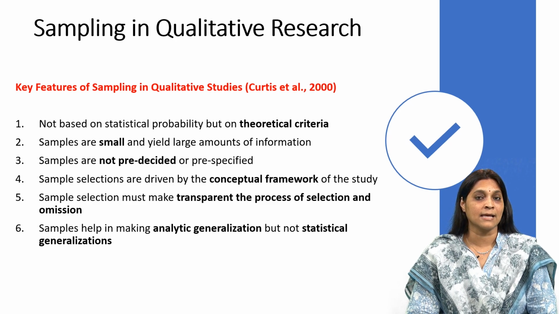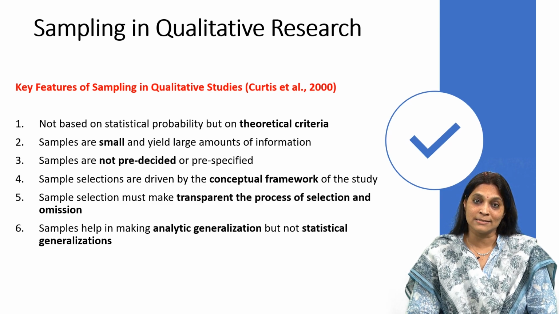The second is samples are small and they yield a large amount of information. So we don't look at large samples with small information, rather we look at small samples with a large amount of information. The third point is actually the most defining difference between sampling for quantitative studies and sampling for qualitative studies.